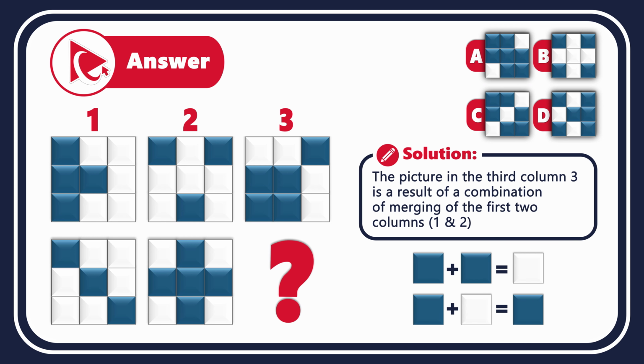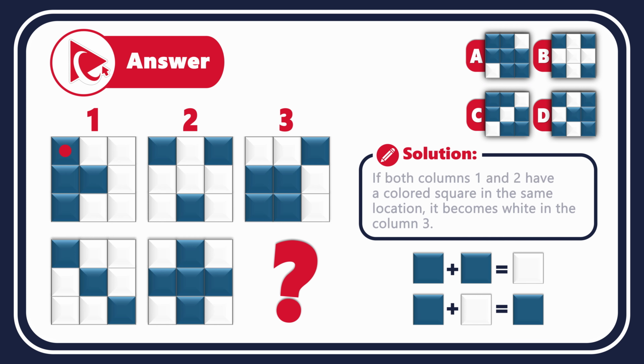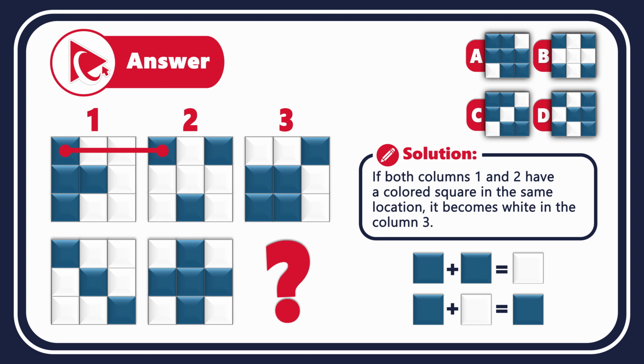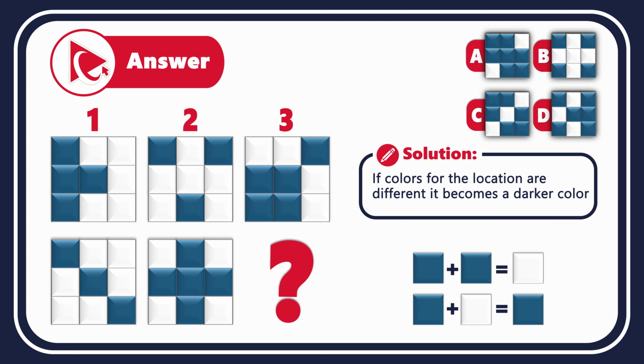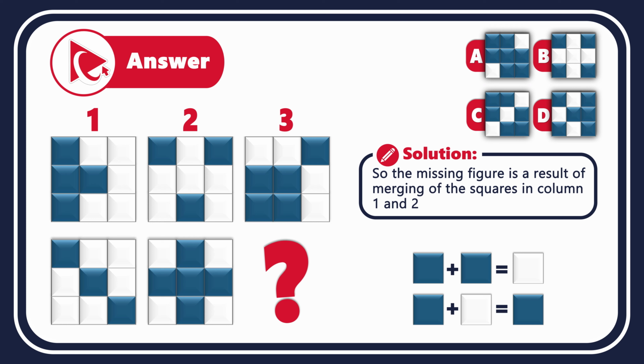Let's start with the small square in the first row in the upper left corner. The small square is a darker color. In the 2nd column, the small square is also dark. So when we merge dark color and dark color, we end up with the white color. And the second merging rule is that if colors for the locations are different, it becomes a darker color. To answer the question, knowing these rules, all you need to do is switch to row 2 and determine the combination for column 3.